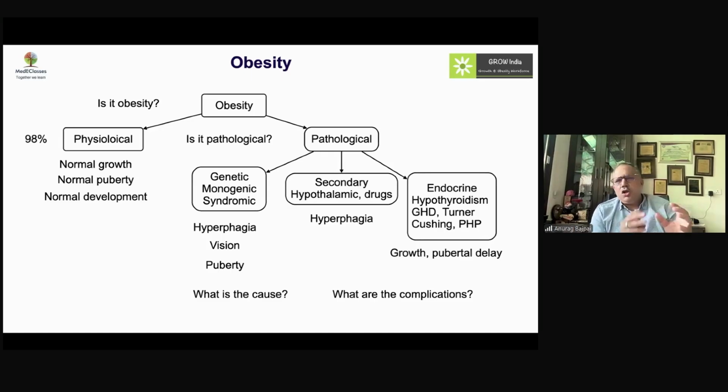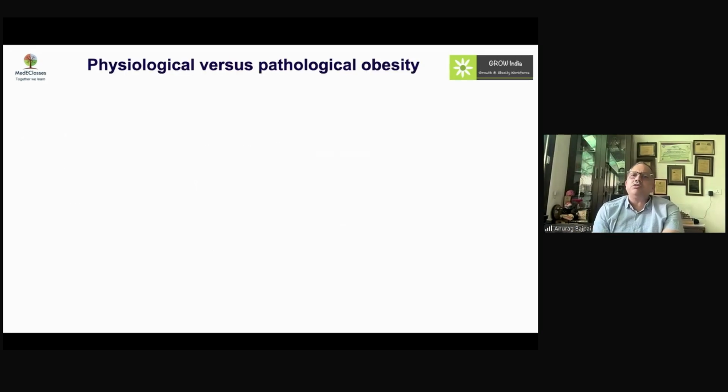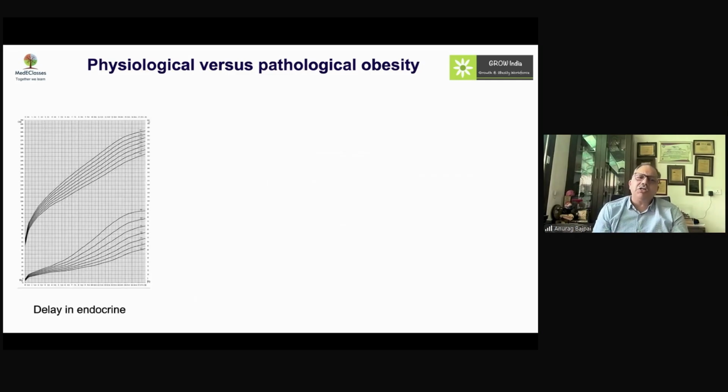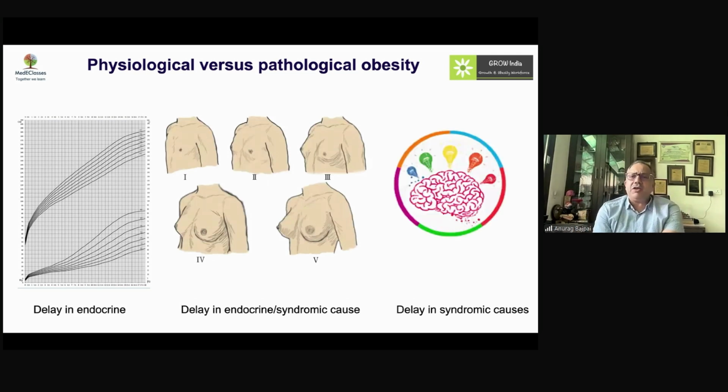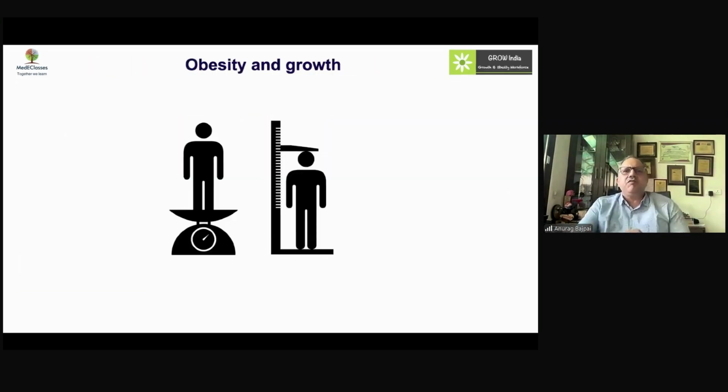Now, once we know that this is obesity, the next question is: is it physiological or pathological? The three things which will help you differentiate a physiological cause from a pathological cause include growth. A delay of growth suggests endocrine causes. Delayed puberty suggests endocrine or syndromic causes, and delayed development will suggest again a syndromic cause. Other way to look at it: if you have normal growth, normal development, normal puberty, don't worry too much about pathological causes. 98% are physiological.